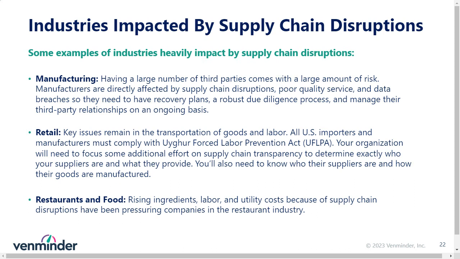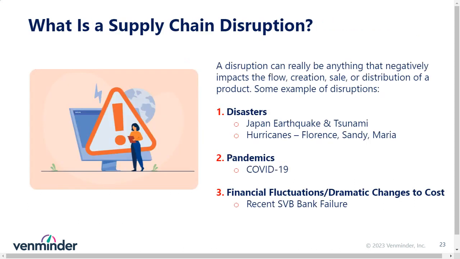So from the past few slides, you can get an idea of what a supply chain disruption is and the effect of it. And here's a more formal definition. A supply chain disruption can really be anything that negatively impacts the flow, creation, sale, or distribution of a product. And there are several categories for this, so we'll go over them.